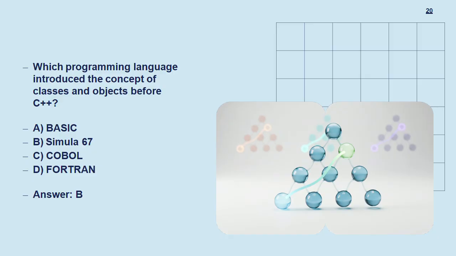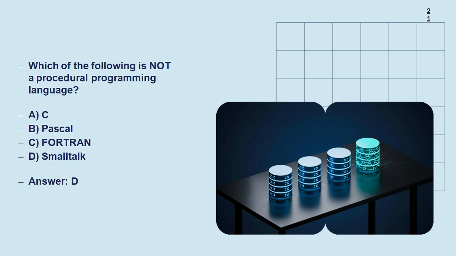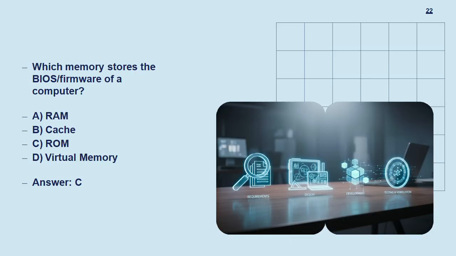The next question is: which programming language introduced the concept of classes and objects before C++? The first language which implemented this concept of classes and objects is Simula 67. Next question is: which of the following is not a procedural programming language? The correct answer here is option number D, which is Smalltalk. It is not a procedural language, it is an object-oriented programming language.